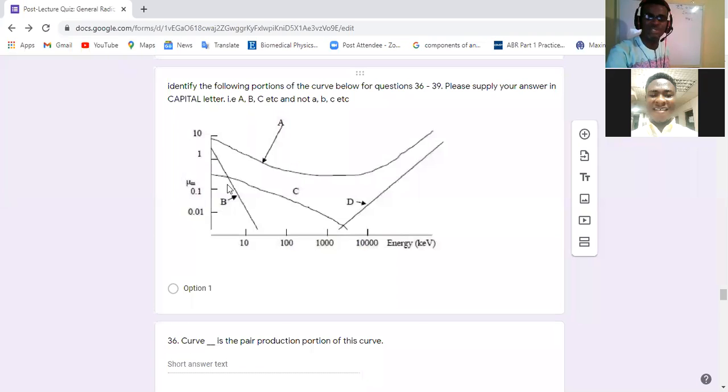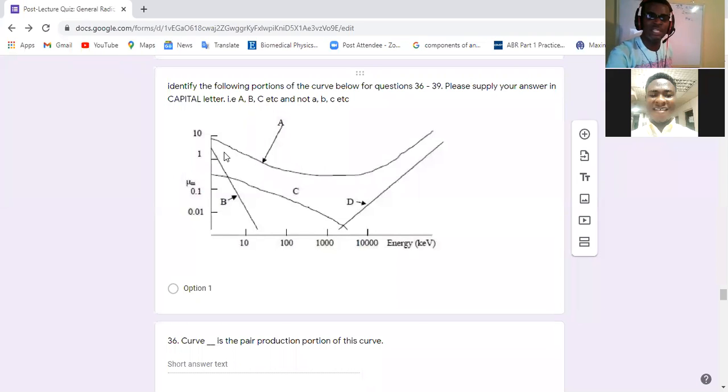This is in kiloelectron volts, that's 1,000. So this one is our photoelectric effect. This is our Compton scattering. You can see this is pair production, the higher range of energy. And of course, A is the combination of all these.